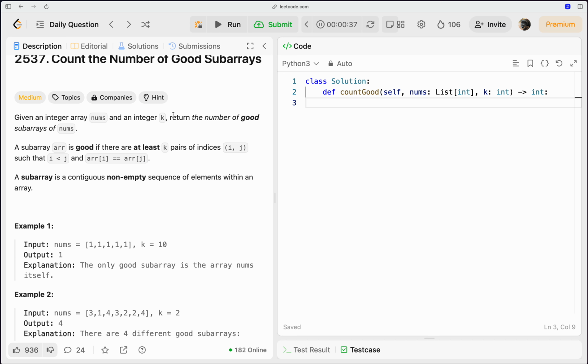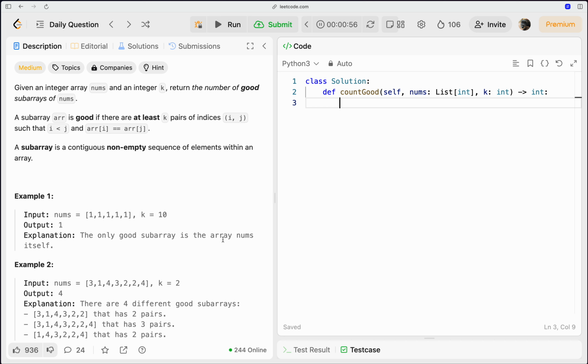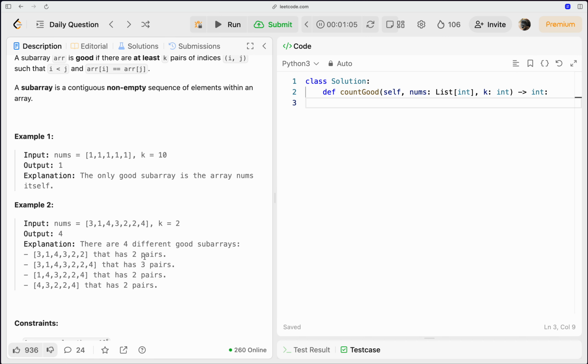Wait, what's k? A subarray is good if there are at least k pairs of indices. The only good subarray is the array nums itself. Wait, what's the breakdown? Let me do another example. There are 4 different good subarrays. They want k is equal to 2.